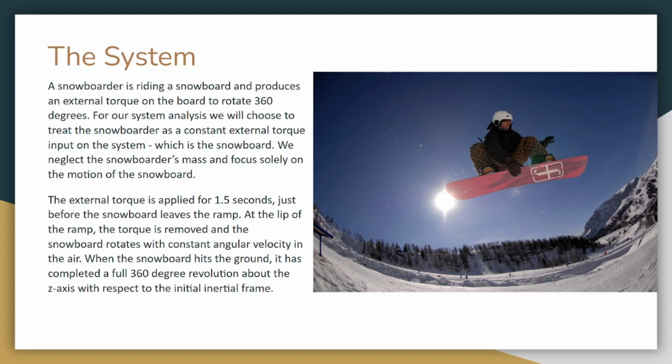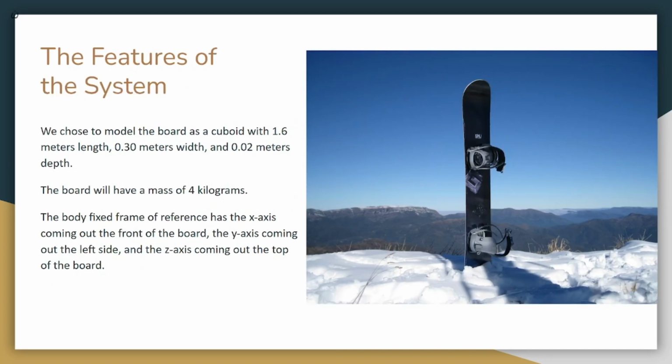At the lip of the ramp, the torque is removed and the snowboard rotates with constant angular velocity in the air. When the snowboard hits the ground, it has completed a full 360-degree revolution about the z-axis with respect to the initial inertial frame. We chose to model the board as a cuboid with 1.6 meters length, 0.30 meters width, and 0.02 meters depth. The board will have a mass of 4 kilograms.